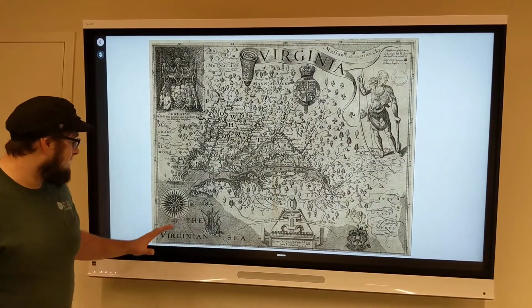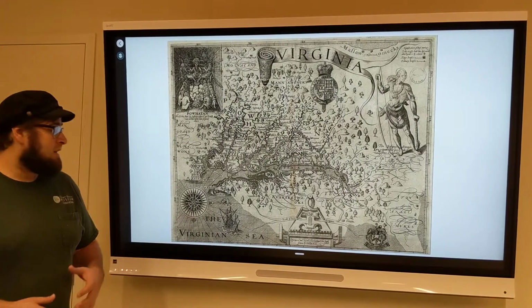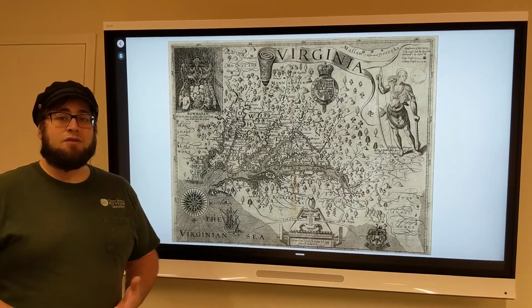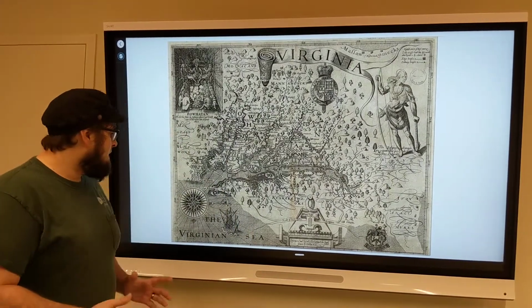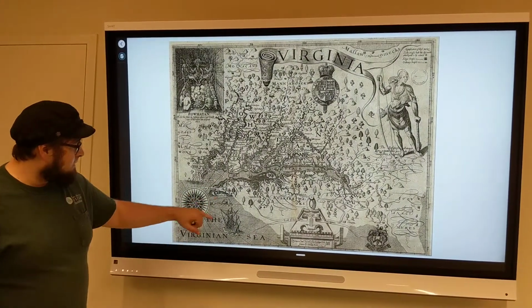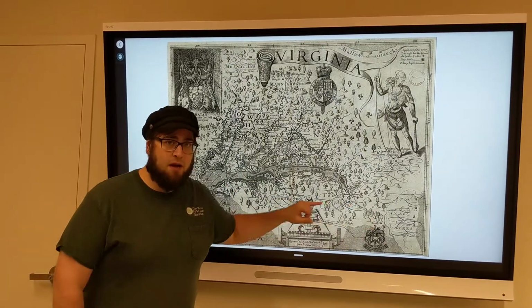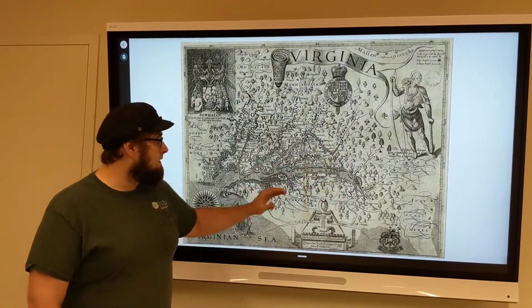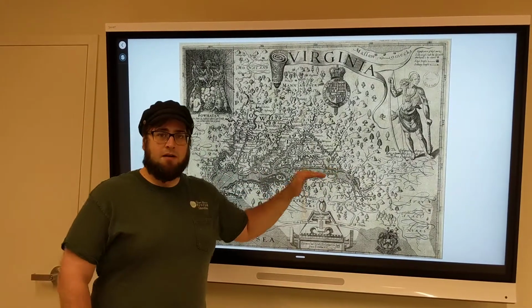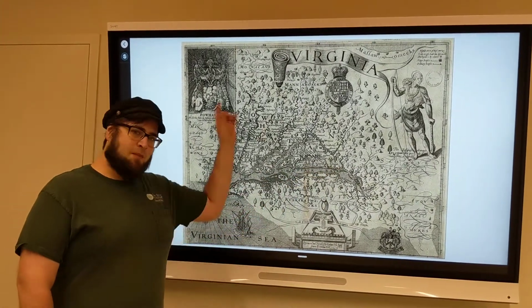The first part that you need is right here, the compass rose. What the compass rose does is it tells you the directions on the map: north, south, east, and west. One thing I want you to look at on the compass rose is that north is pointing this way. And if you look right here, this is the Chesapeake Bay, and if you notice, it's going left to right. Now as we all know, the Chesapeake Bay goes up and down.